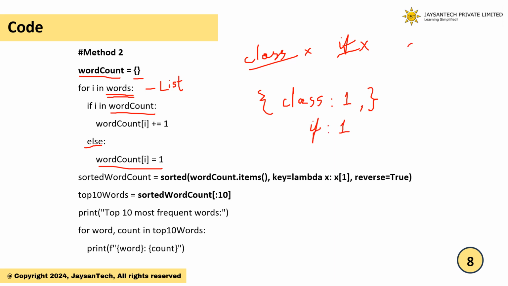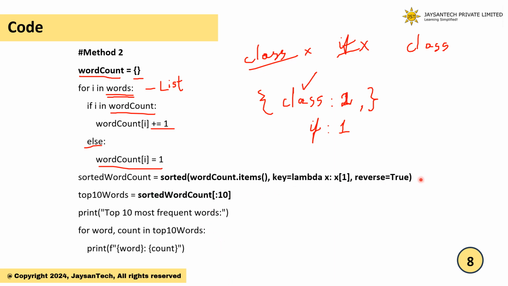Now my third word is again class. What is the meaning? If i in word count, yes, it is true. So what will happen? word_count[i] += 1, meaning this will become 2. That is the meaning of this if-else statement. Your dictionary will be getting populated in this way. We have not used the Counter class as in method 1.